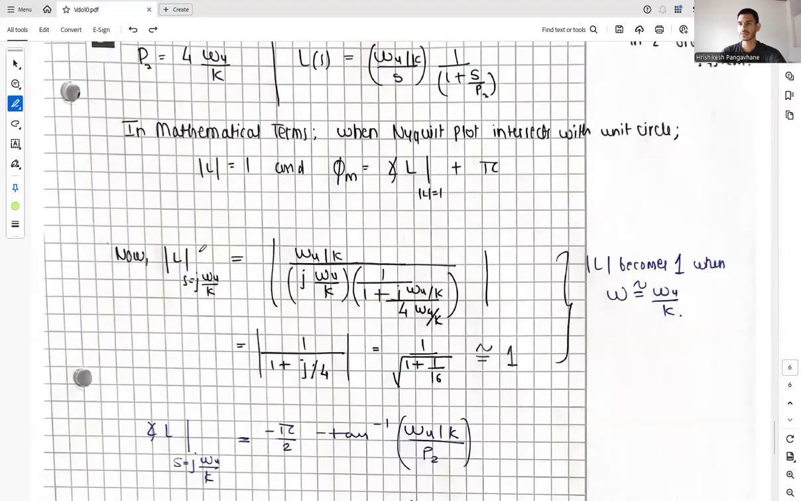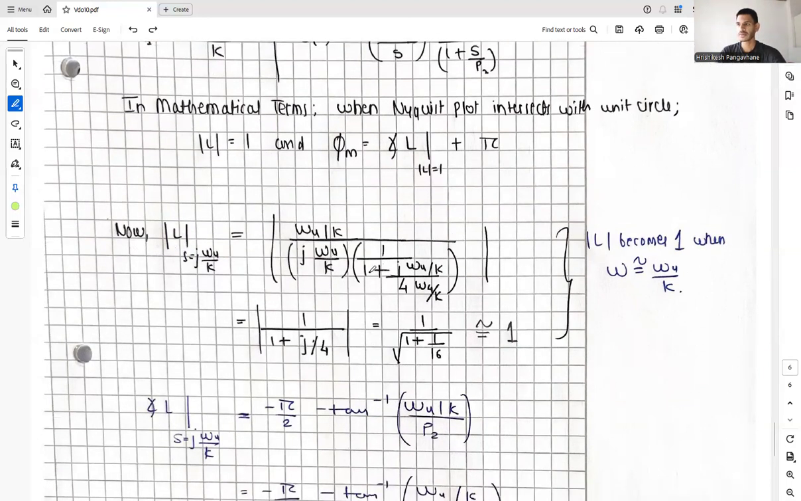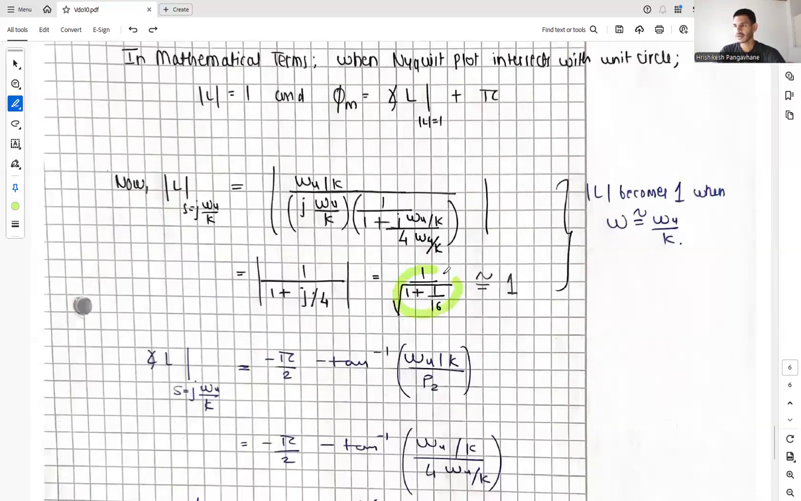So now let's come to the magnitude of L, and instead of solving for when the magnitude of L is equal to 1, let's take a simpler case. When we calculate the magnitude of L at s = jω_u/K, we take the frequency ω as ω_u/K, put it in the transfer function and take its magnitude. We come to a conclusion that the value is 1/√(1 + 1/16), which is basically close to 1. So we can say that |L| becomes 1 when ω is nearly equal to ω_u/K.